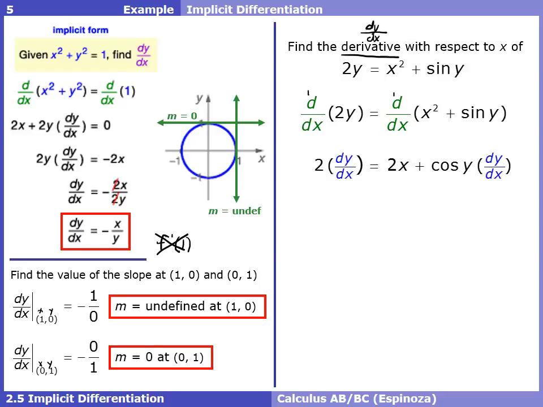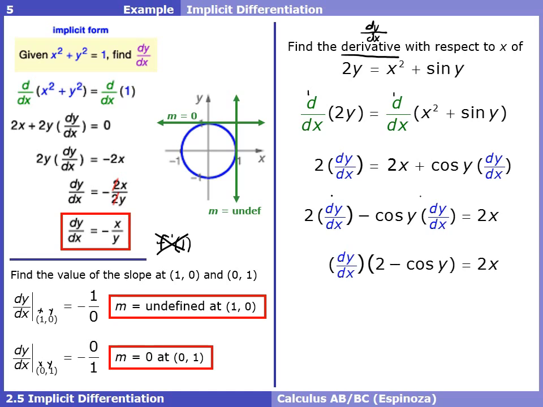We need to move everything that has a dy dx to the left. On the right side, we have cosine y dy dx, so we're going to take that and subtract it to the left side. Now that we have dy dx terms on the left side, we can factor out a dy dx. When we factor out a dy dx from 2 dy dx, we're left with a 2. When we factor it out from the second term, we're left with just cosine y. And of course, still 2x on the right side.